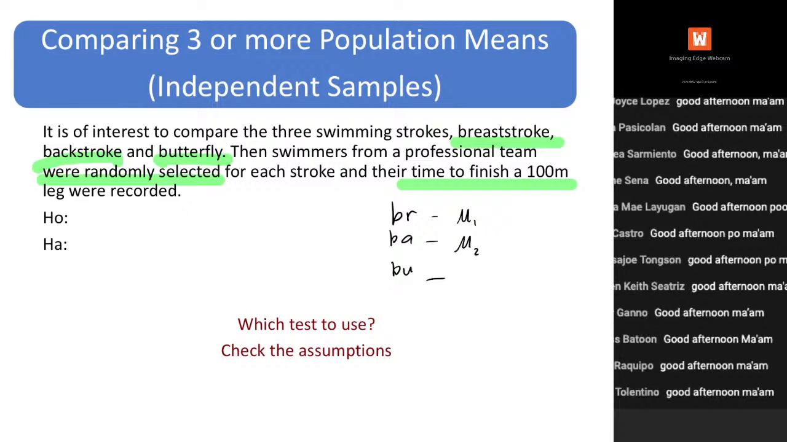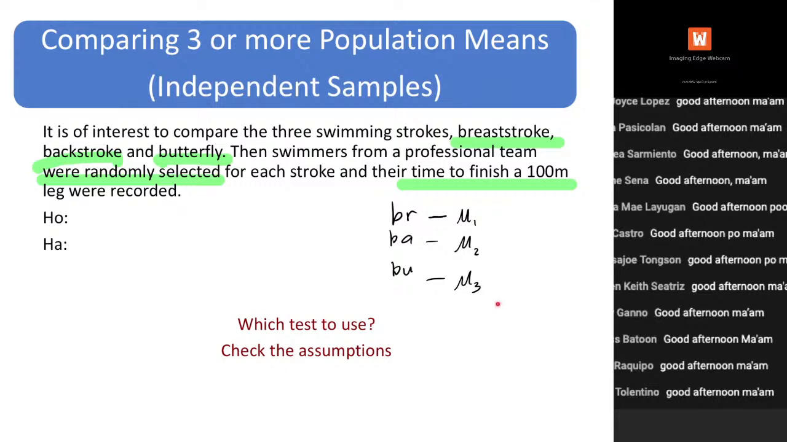Bakit min ang ginamit ni ma'am? Kasi ito, time. Average time to finish. Okay? Mu 3. So, ilan ang kinocompare natin dito? Tatlong means. Tatlong averages sa iba't ibang klase ng stroke. Breaststroke, mu 1. Okay? Backstroke mu 2 and butterfly mu 3.